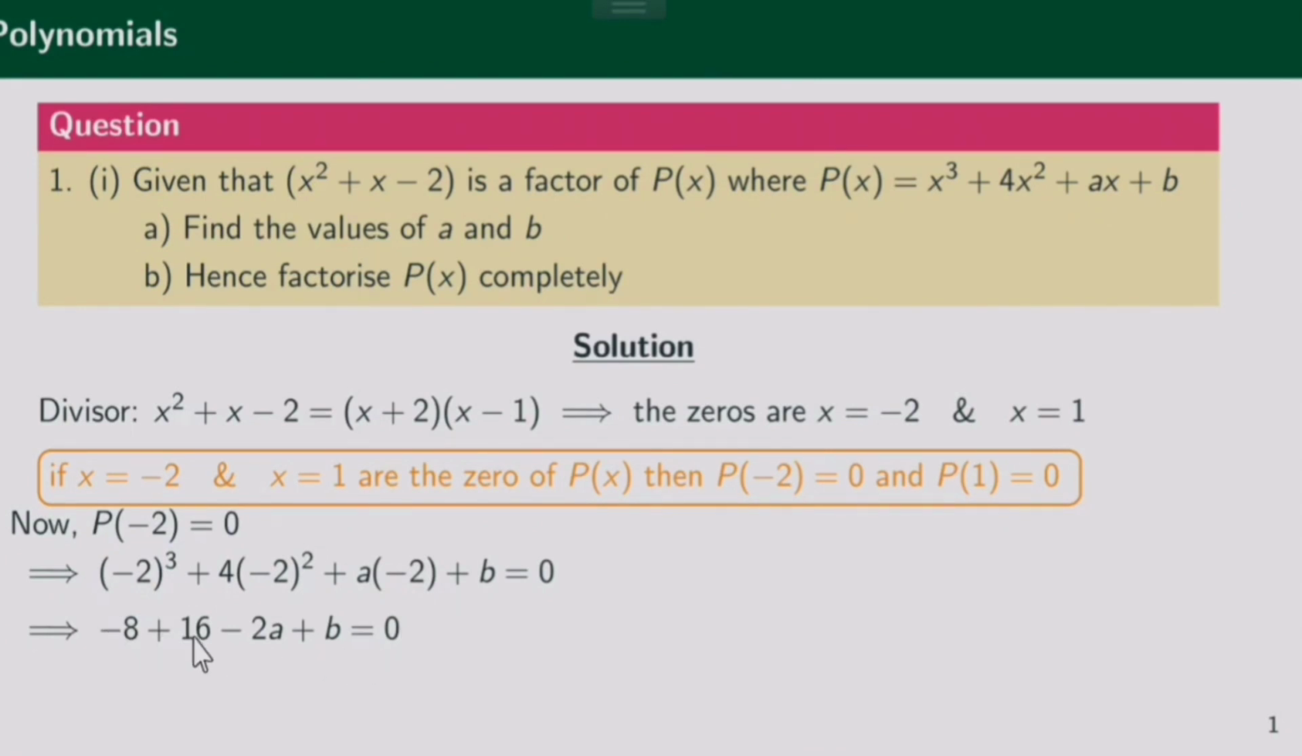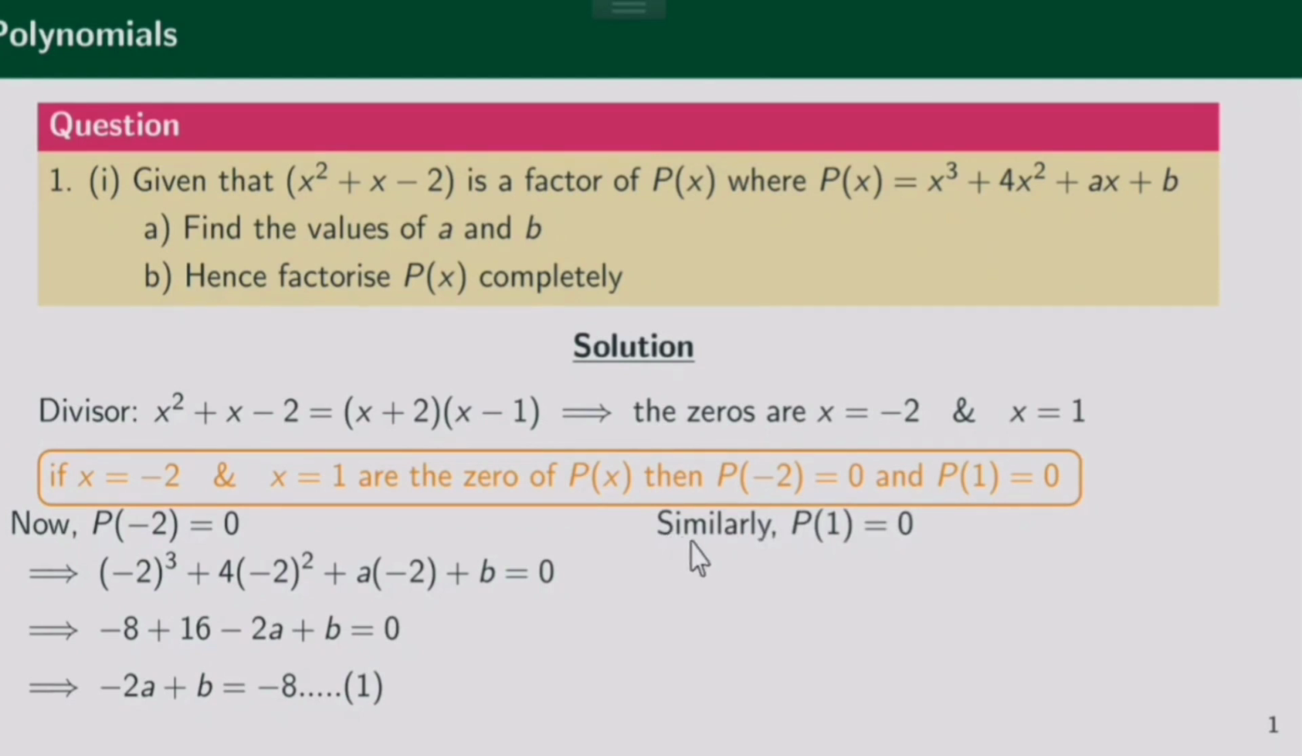Now, negative 8 plus 16 is the same as 16 minus 8, so I have negative 2a plus 8 plus b equals 0. The positive 8 crosses over to the other side, and I have negative 2a plus b is equal to negative 8. Now, let me call that equation 1.